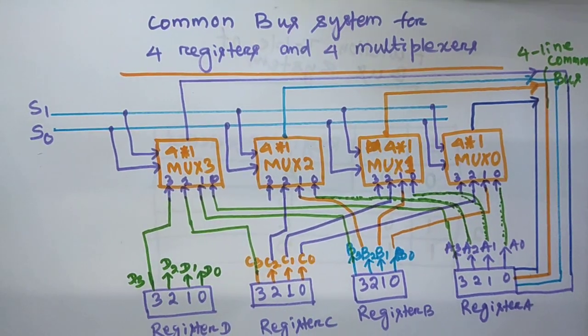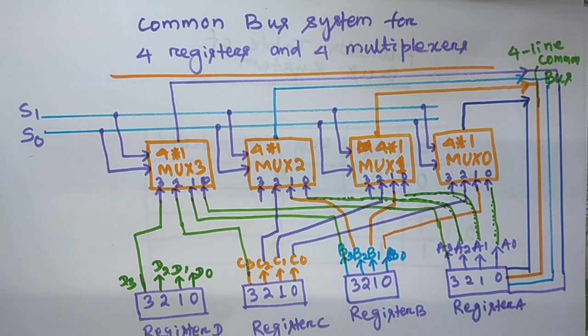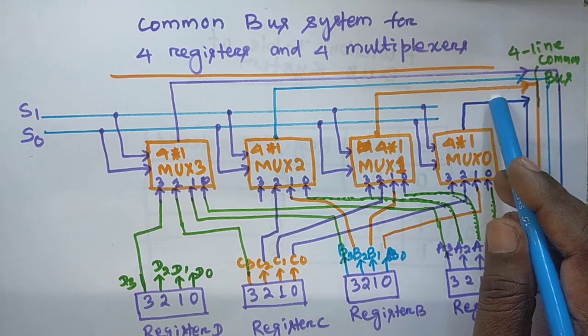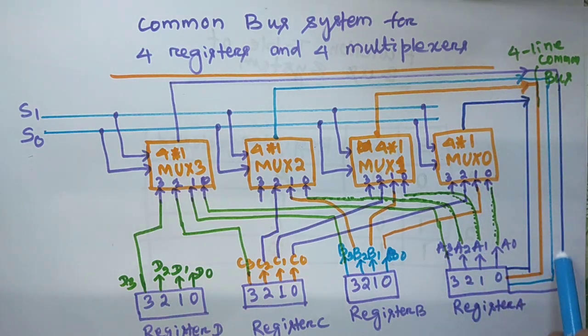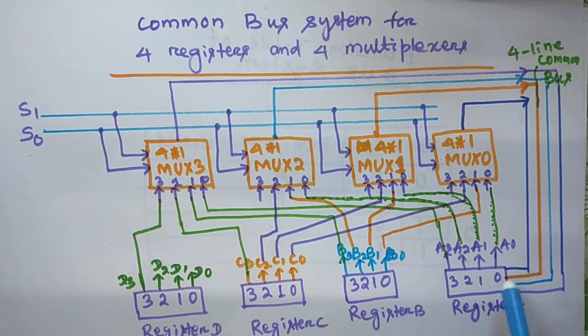Okay, now we see that I connected 4 lines with the A register. Very simply, 4 different colors, this color, this color, this color, 4 lines, it is connected to this 4 lines to the A register. Okay, so this register is already connected.